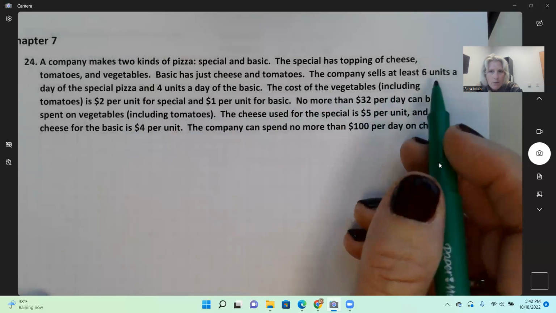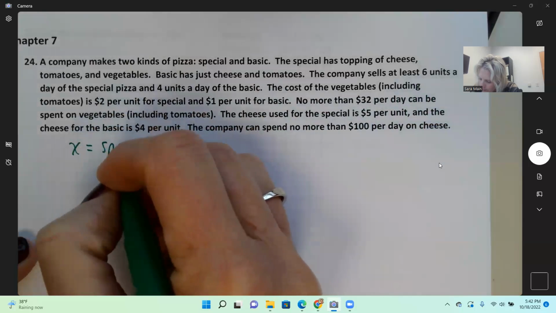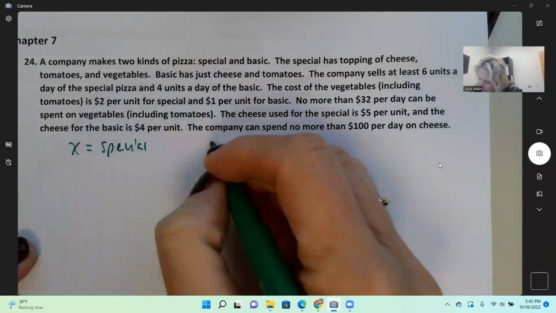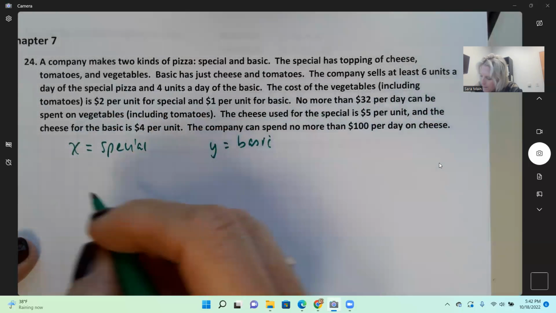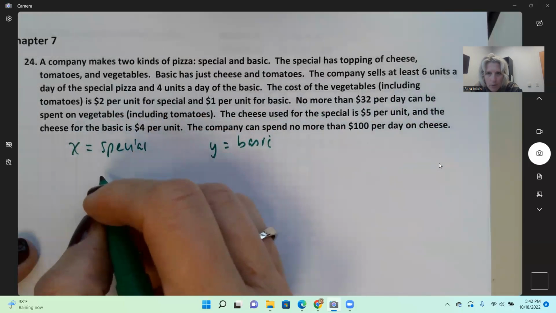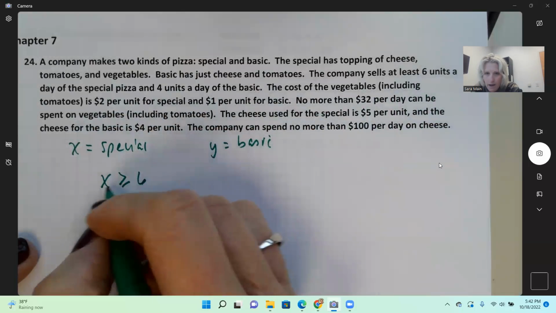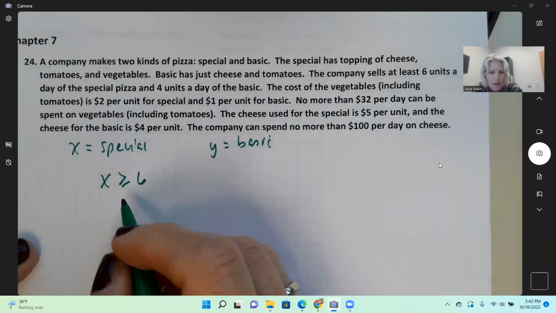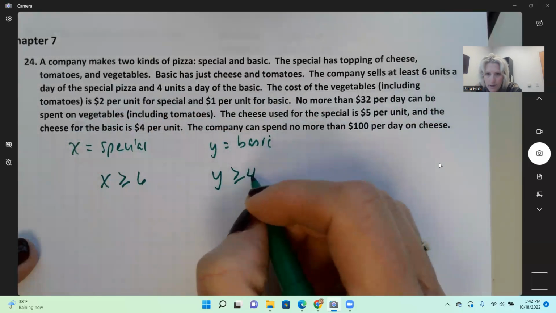So as far as how much they want to sell, I'm going to say X is going to be my special pizza and Y is going to be my basic. They do sell at least 6 a day on X. So we know that's going to be at least 6 on the special. And then Y is going to be at least 4 a day, 4 units.